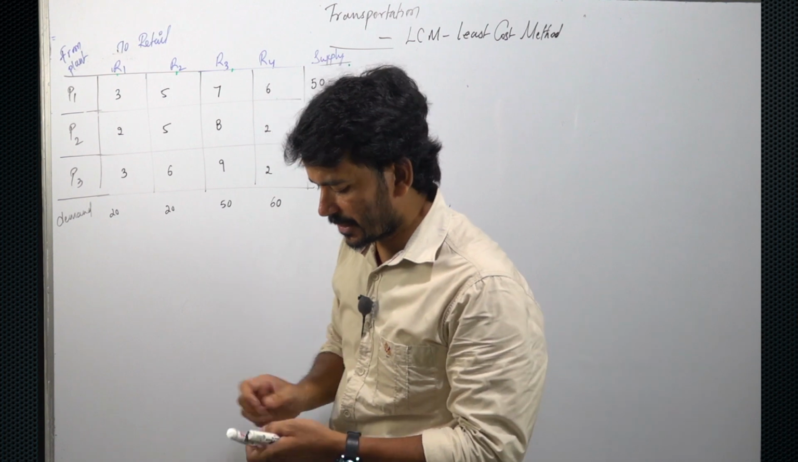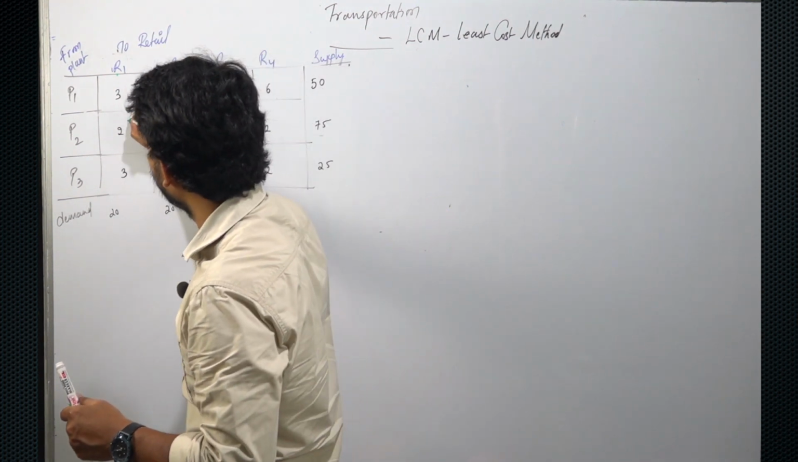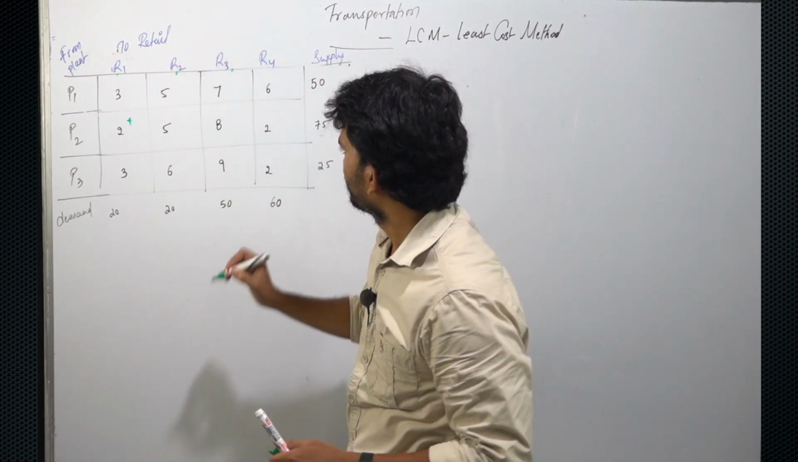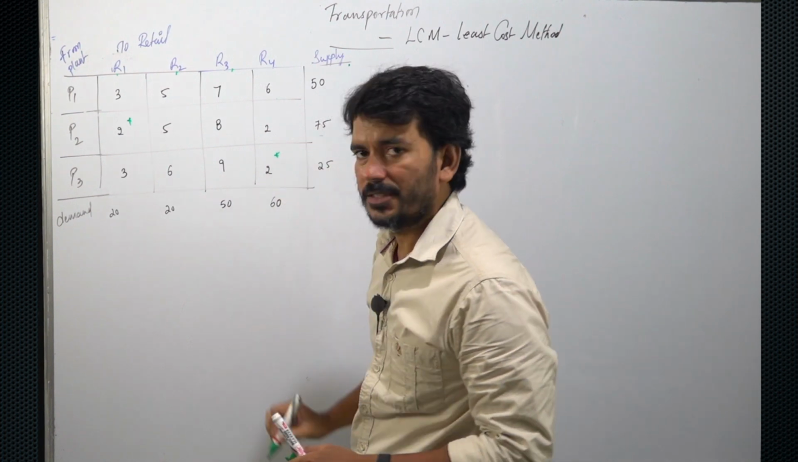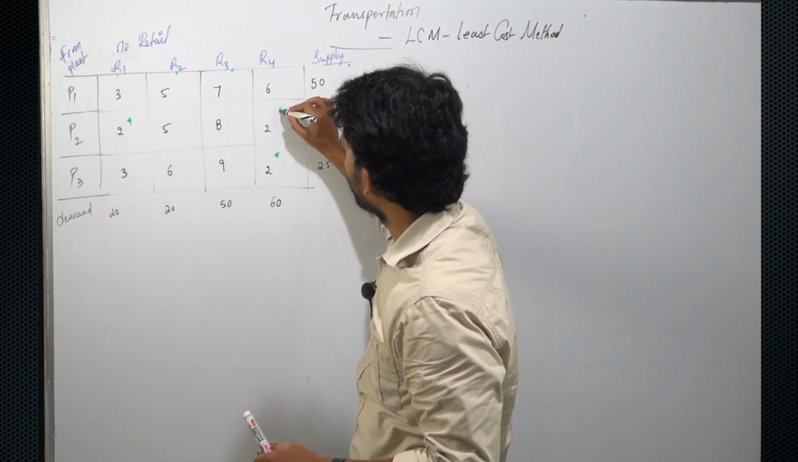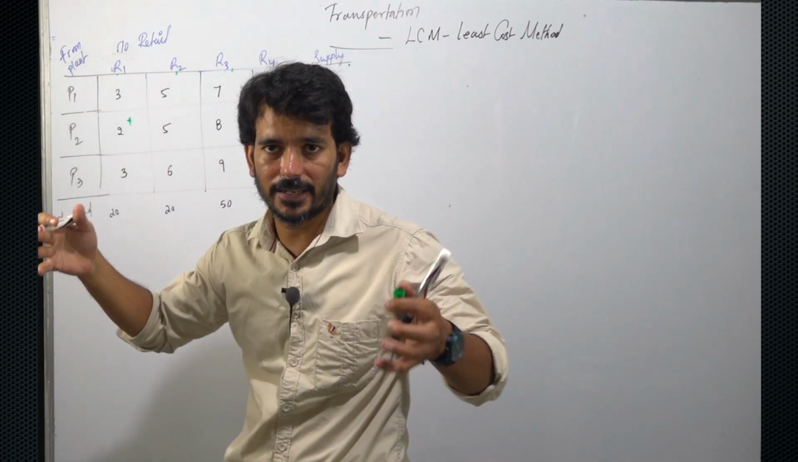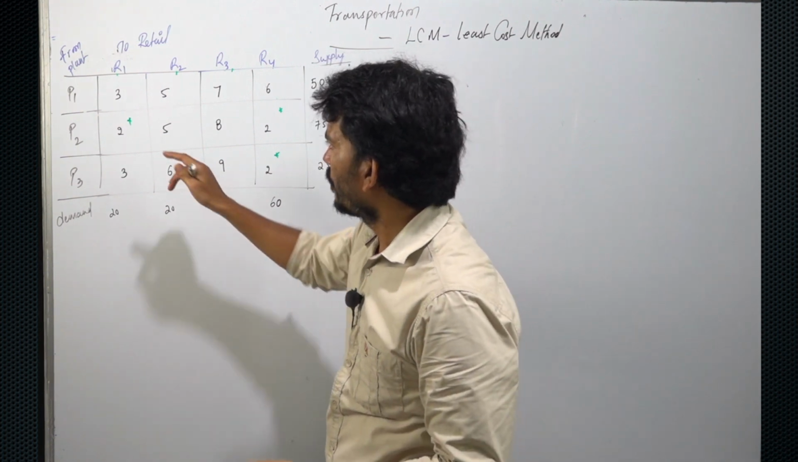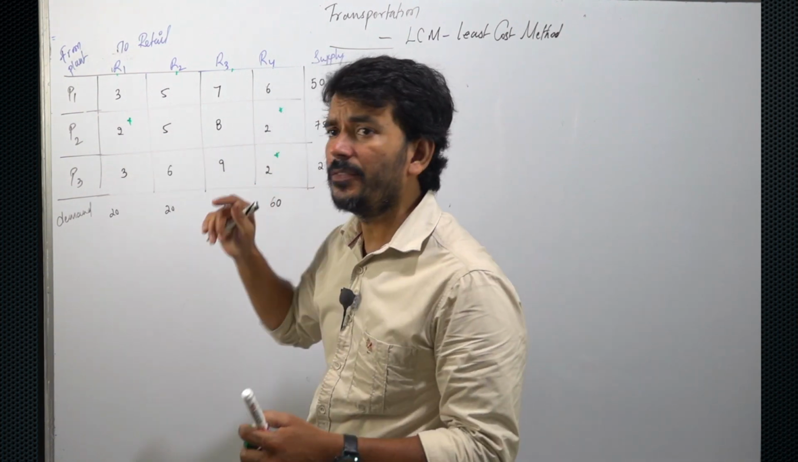2 is the least. I'll just put a mark and again erase it. 2 is the least here. Again we have 2, one more least here. 2, one more least. So there is a tie. There are multiple options, so we need to see which one we should start with.